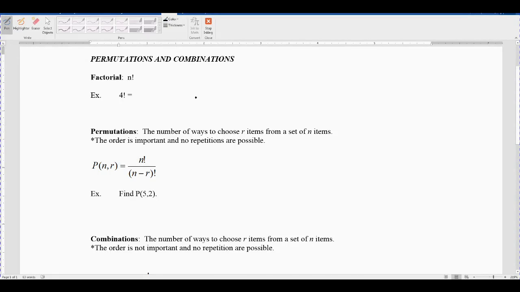Permutations and combinations. Now these are words you don't hear with probability and statistics, so just be familiar with them. Permutations and combinations have certain differences that you have to watch out for. What it basically means is you'll be choosing so many items from a set of so many objects. So I'll give you a quick example.